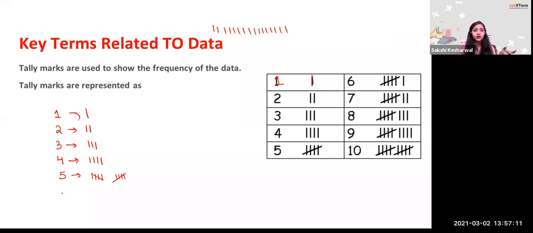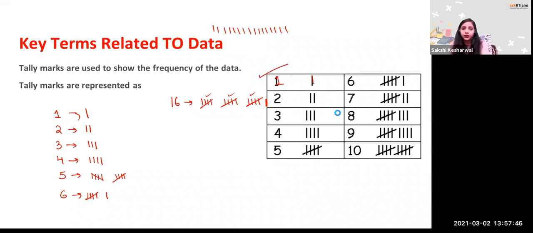Now, how are you going to write 6? 6 means 1 bundle of 5, and then 1 more. This is how it is written. If I want to write 16, it will be written as 1, 2, 3, 4, 5, 1, 2, 3, 4, 5, 1, 2, 3, 4, 5, and then 1. This is the way of presentation. Now it is very convenient. You say 1 bundle, 2 bundles, 3 bundles. 5 into 3 is 15, and 15 plus 1 is 16. That's it. Bundles make the presentation very easy. This is how it is represented.